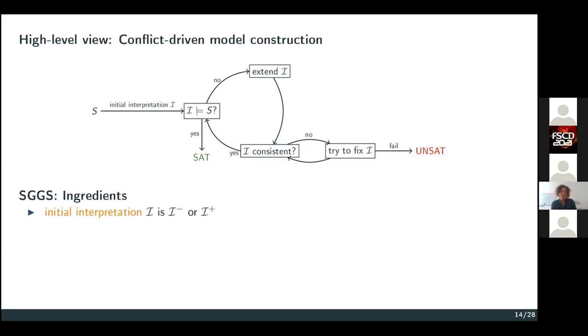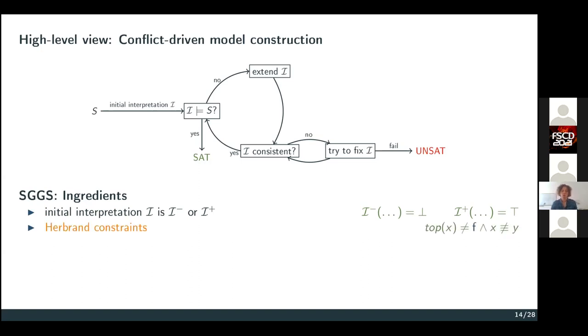To make this a bit more precise, here are the main ingredients that SGGS uses. This initial interpretation will, for the rest of this talk, be very simple. It will be either I minus or I plus. By I minus, I mean the interpretation that makes every atom false, and I plus is the interpretation that makes every atom true.